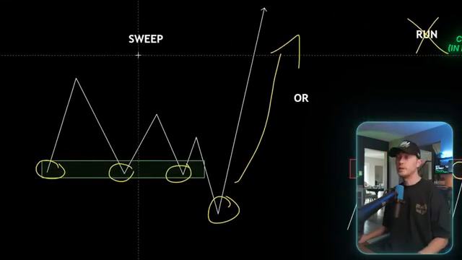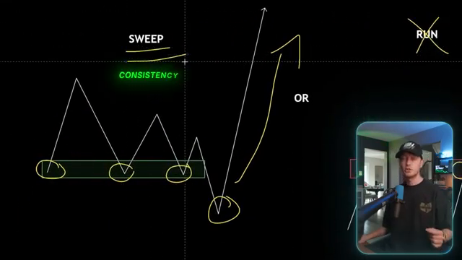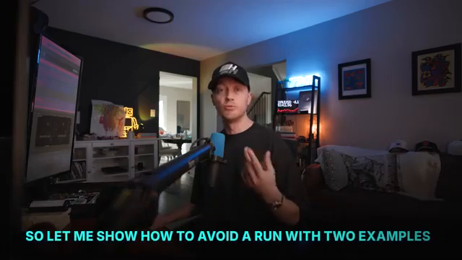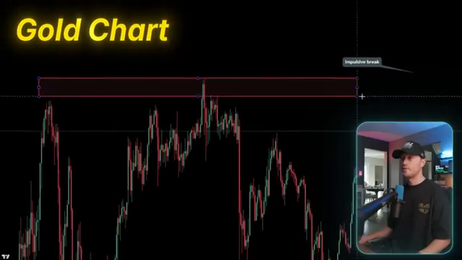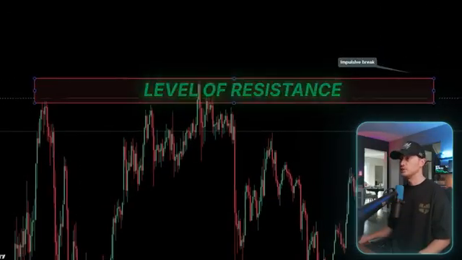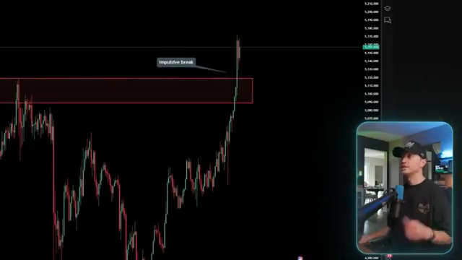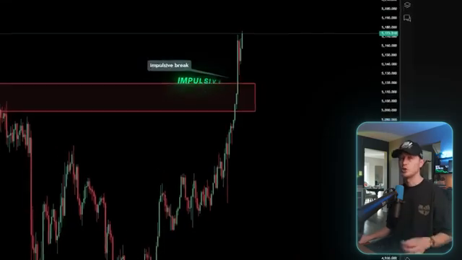I find the sweep gives way more consistent trading results, which is why I focus on that in my liquidity trading strategy. So let me show you how to avoid a run with 2 examples. Let's say we're looking at this gold chart. We have our obvious level of resistance.